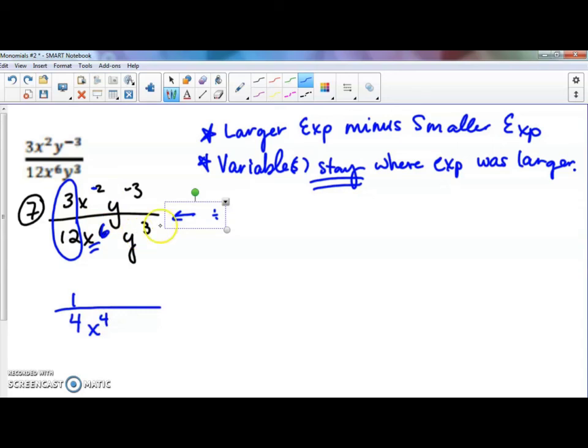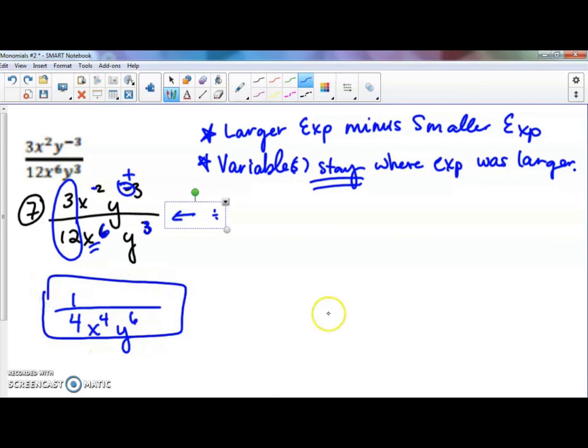Now next, y to the negative third and y to the positive third. So which one's larger? The positive 3 is larger. And now we're going to say because y has the larger exponent on the bottom, y is going to stay on the bottom. And we subtract bottom minus top. So we actually get 3 minus a negative 3. If you remember sign rules, 3 minus a negative 3 actually turns to 3 plus 3. So 3 plus 3 is 6. And we're good. That finishes us up.